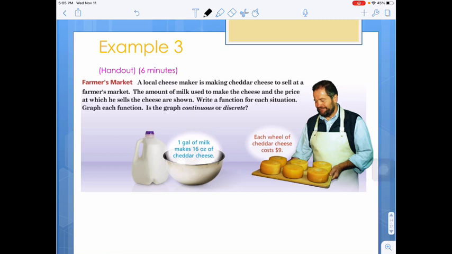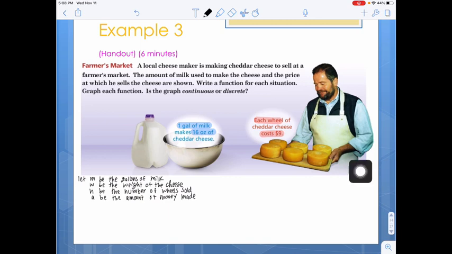Example 3 says, a local cheesemaker is making cheddar cheese to sell at a farmer's market. The amount of milk used to make the cheese and the price at which he sells the cheese are shown. Write a function for each situation. Graph each function. Is the graph continuous or discrete? We have 1 gallon of milk makes 16 ounces of cheddar cheese, and each wheel of cheddar cheese costs $9.